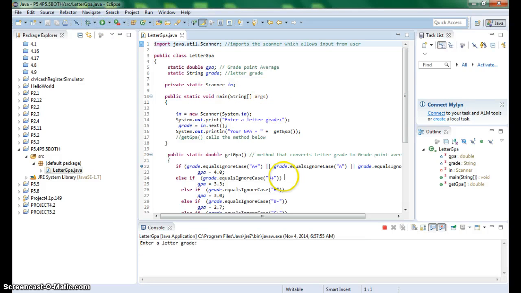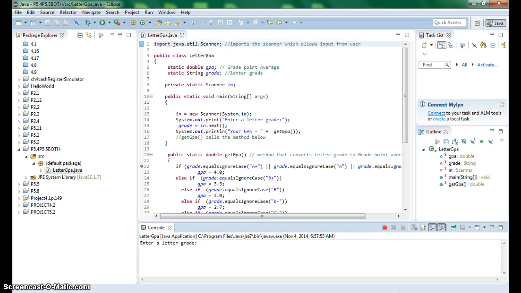Let's run that. Okay, I'm going to do an A plus. Oops. Oh, A equals. That's why. Okay, so anything that's not in the range is going to be a 0. Your GPA is 0. And the reason this one says A equals is I didn't shift right. So let's run that again, because I was doing A plus. There we go. Your GPA is 4.0 because that was the highest you could get.